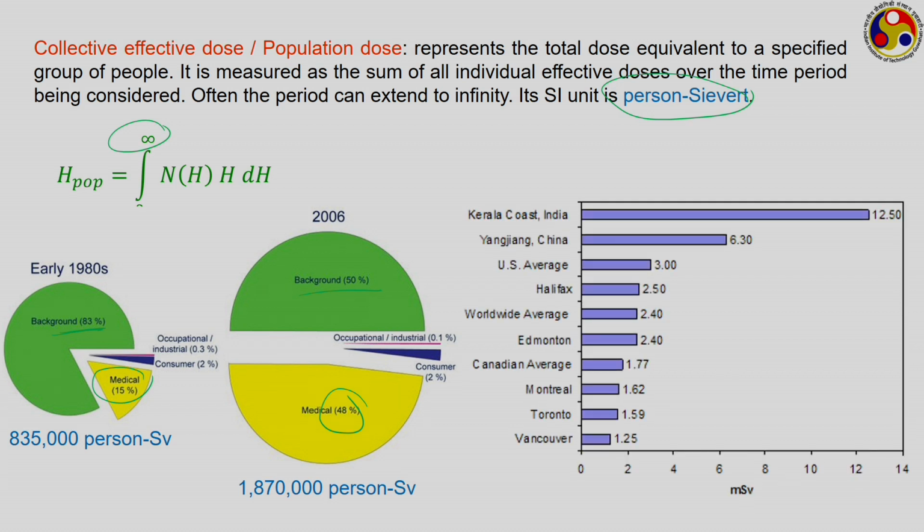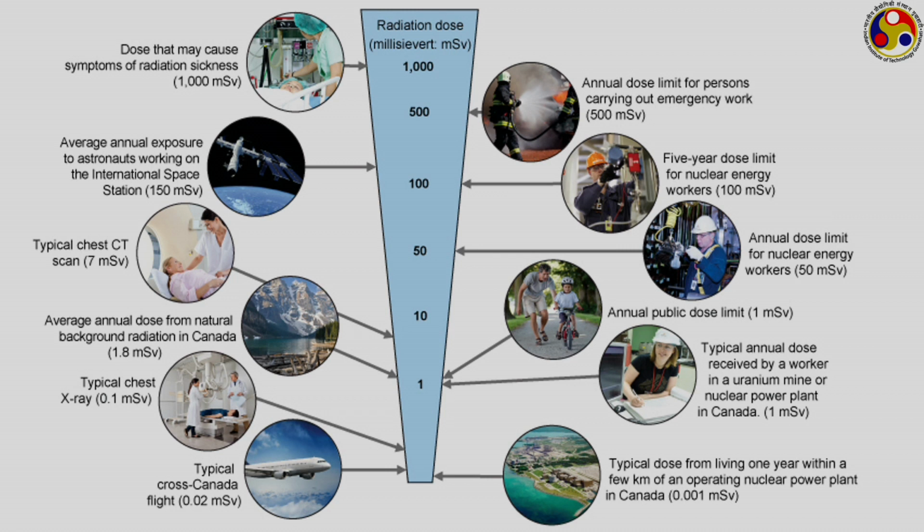There are certain areas where the effective dose per individual is very high, like the Kerala coast of India, which has a very high effective dose of radiation. Certain parts of China or the US also have a very high effective dose per individual. Now, this is an idea about what we are talking about, or rather the biological dose that we just mentioned, and we are trying to relate it to different kinds of human activities.